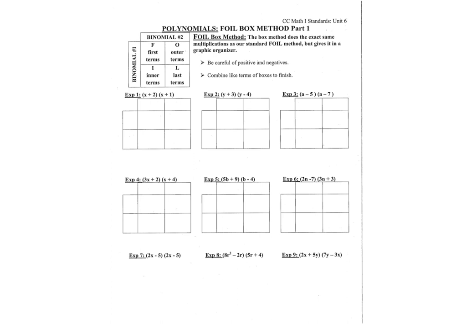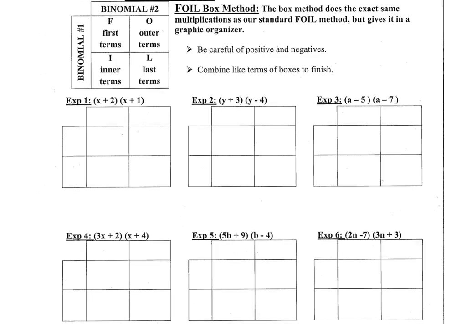All right, and now we've reached the main event, multiplying a binomial times a binomial. Now we're going to start this off with the box method, and then at the bottom for numbers 7 through 9, I'll do the FOIL method. So let's get started.